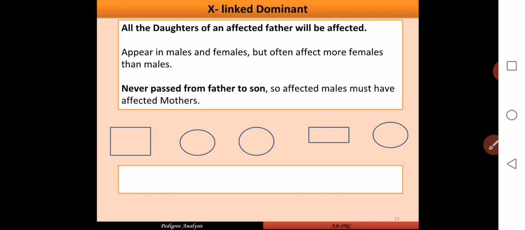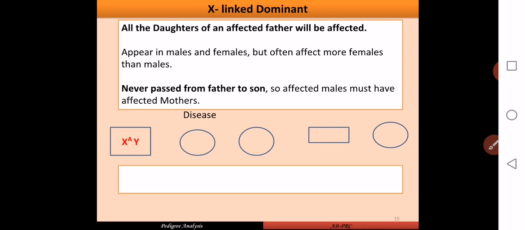So an affected male must have an affected mother. If a son is affected, which means that the mother is also affected, and there is no possibility for the transmission from a father to a son, but it is highly possible to pass from a father to his daughter. In case of disease condition, this will be the situation.